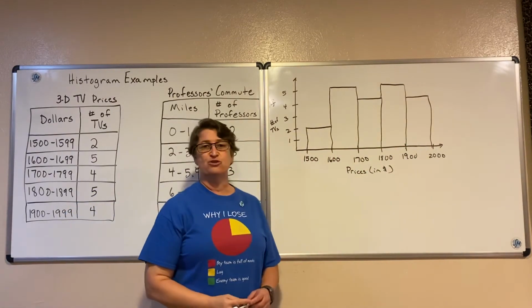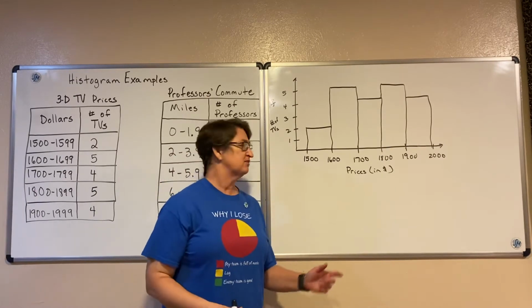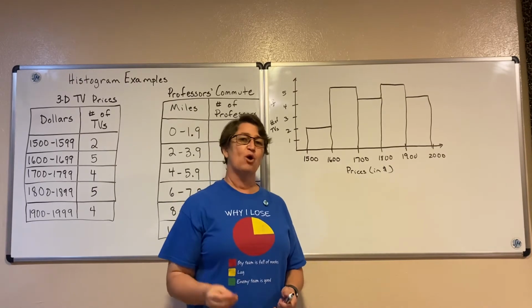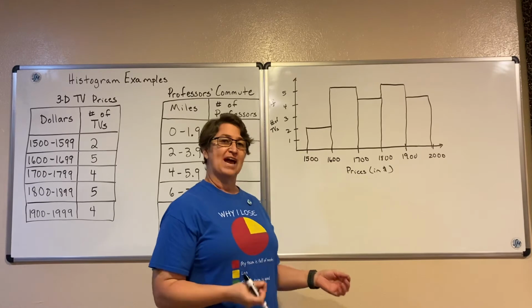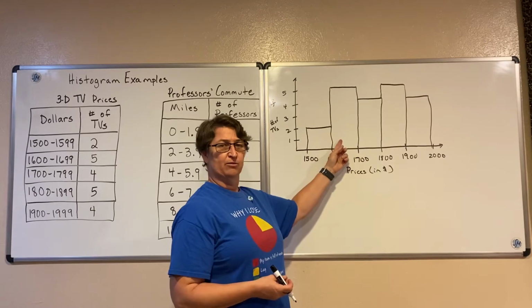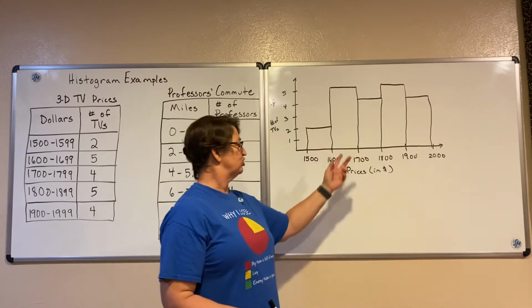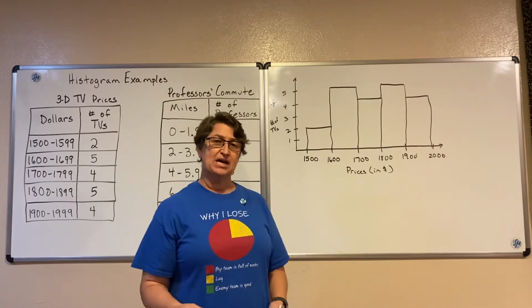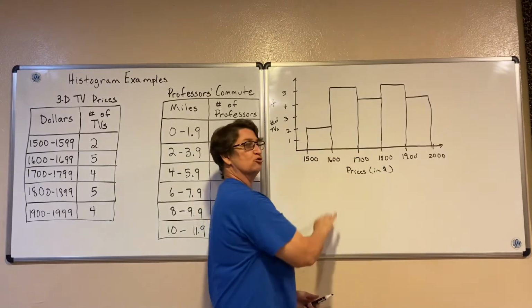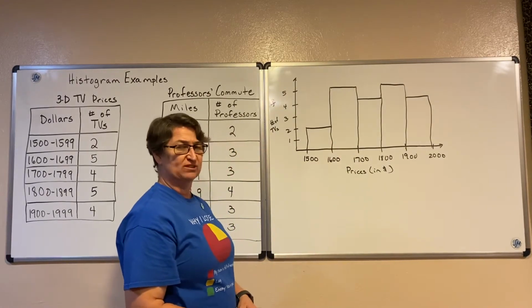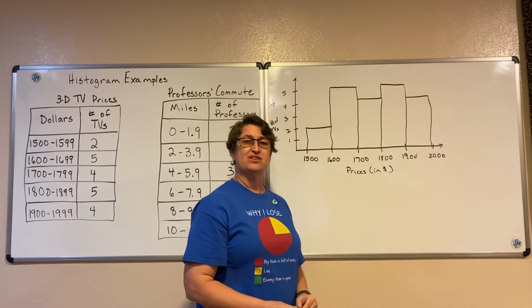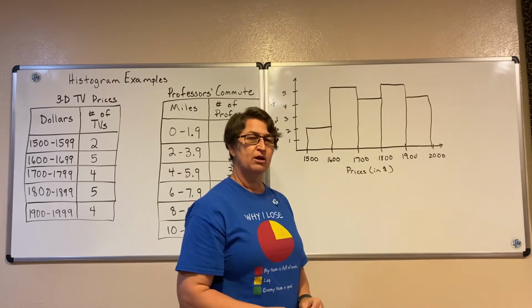Now there are a few confusing things here about the histogram. For instance, this 1600. What if I have a TV that is 1600? The price of it was 1600. Where exactly does it fall? Does it fall in this bin here, or does it fall in that bin there? What about 1700? Which one does it fall in? Typically, we just have a rule that the data value would fall to the right. So in other words, if I had a TV that was 1600, it would fall in the bin to the right.